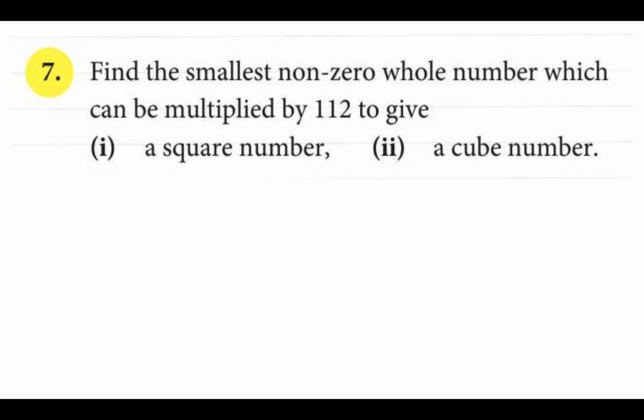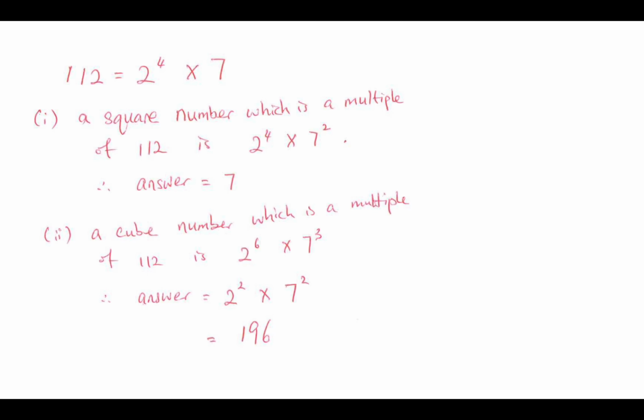Right, next one. Find the smallest non-zero whole number which can be multiplied by 112 to give a square number. What we can do here, once again, is to make use of the idea that if the powers or indices in the prime factorization of a number are even, then we get a square number. So here we go. We know that 112 is 2 to the power of 4 times 7. Therefore, a square number which is a multiple of 112 will be 2 to the power of 4 times 7 squared, because we want the power to be even. Therefore, what we need is an additional multiplication by 7. So that's the solution.